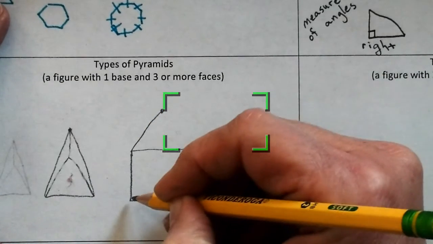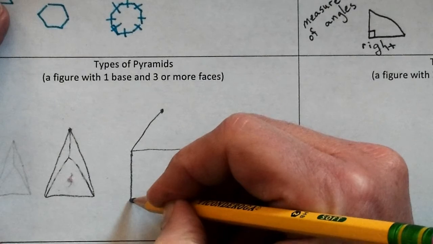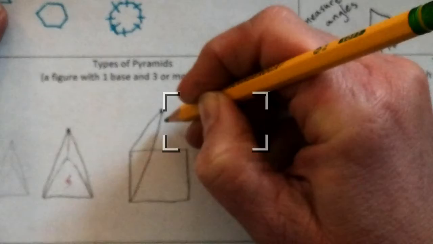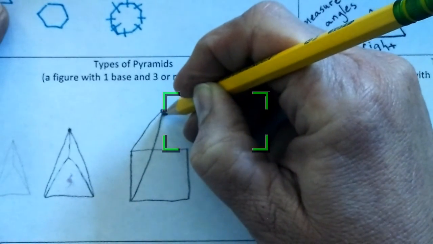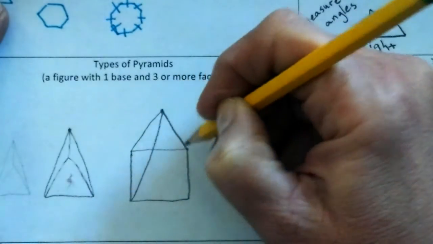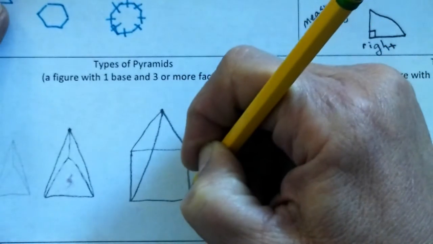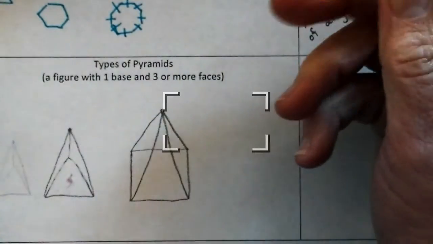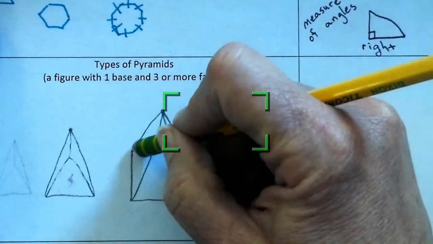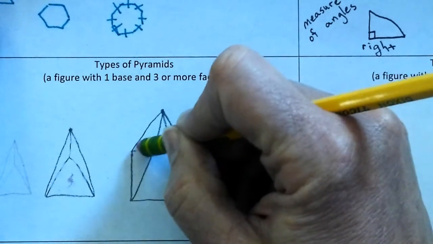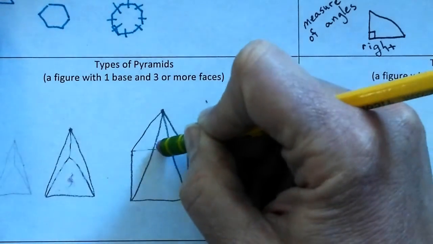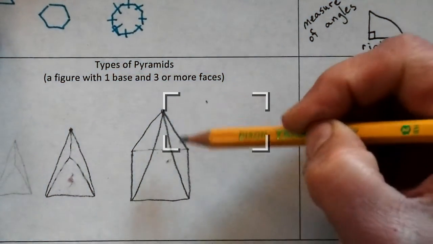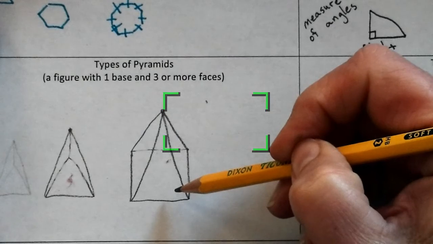at the top. Coming down here to the lower left hand corner, I'm going to connect it to the point, and then connecting the upper right hand corner and the lower right hand corner. And to make it look three-dimensional, I'm going to go in and erase some of this back line so it looks like it's disappearing. And I've drawn for you a square pyramid.